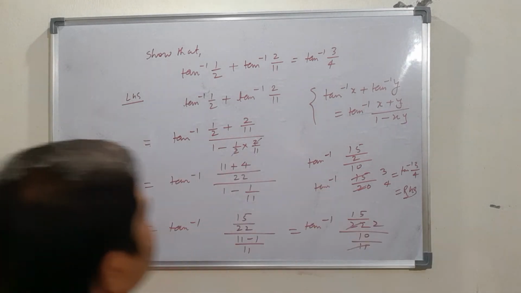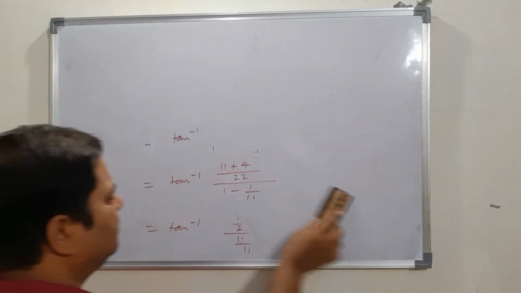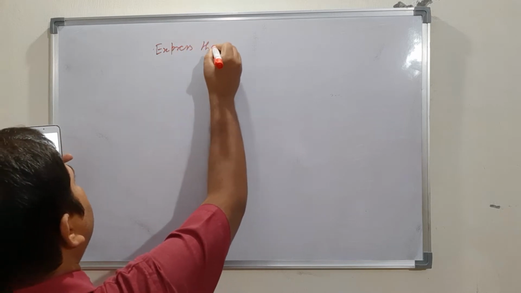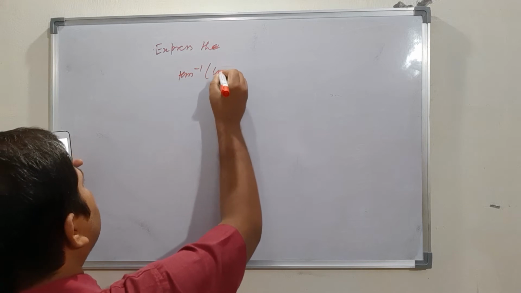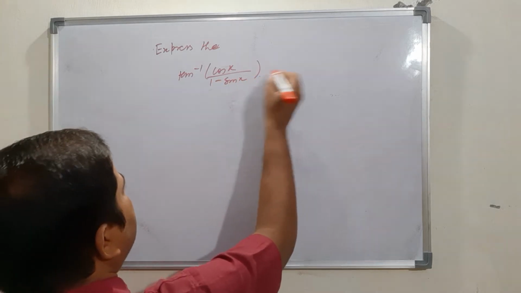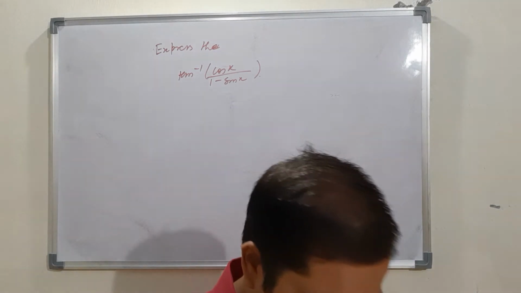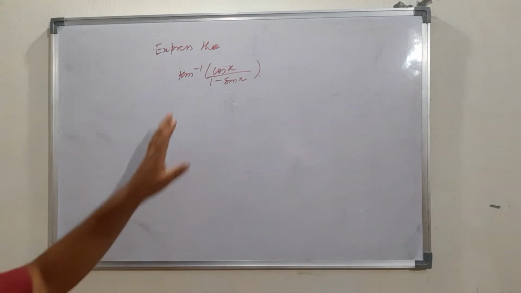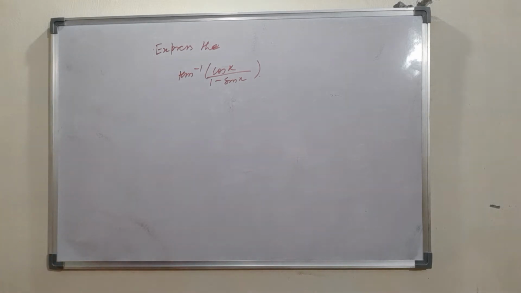Now the next question. Write the following expression in its simplest form: express tan inverse of cos x upon 1 minus sin x in its simplest form. So we have to see this question.